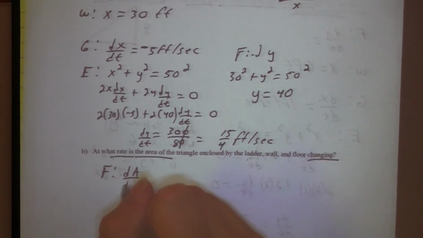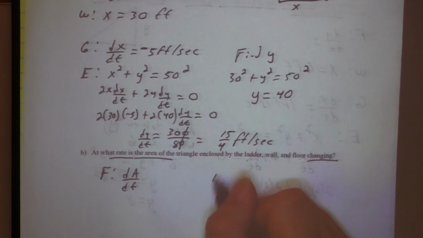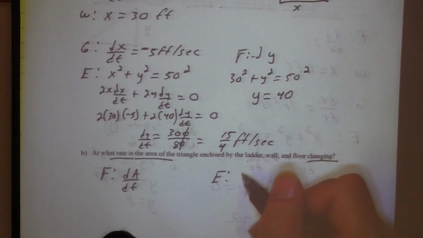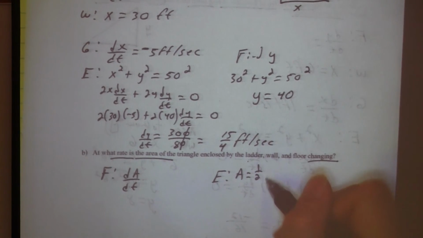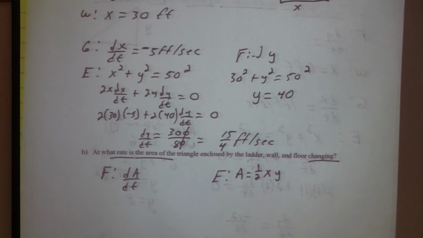dA/dt. I'm not going to write all the things because they're all going to be the same as the one we just did up there. So let's just jump straight from F to E. What's the equation we need here? Area of a triangle. What's the area of a triangle? 1/2 base times height. In this case, x times what? Y.